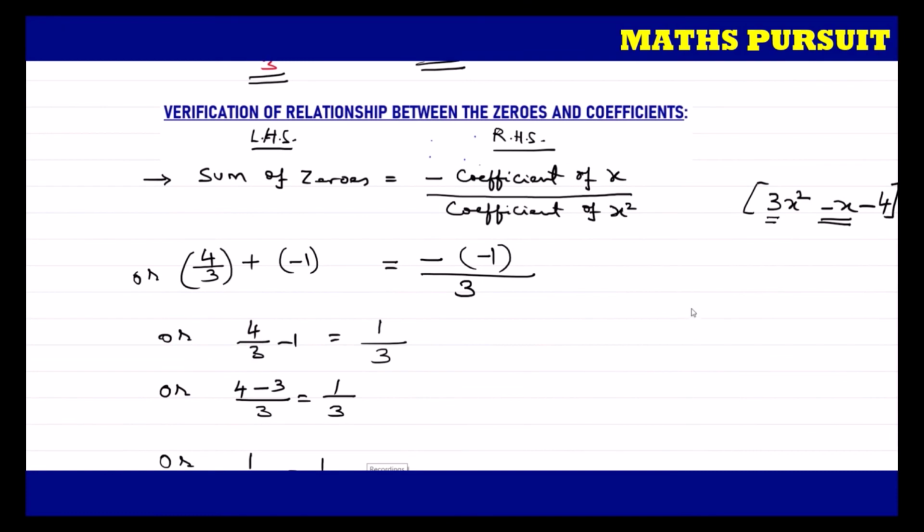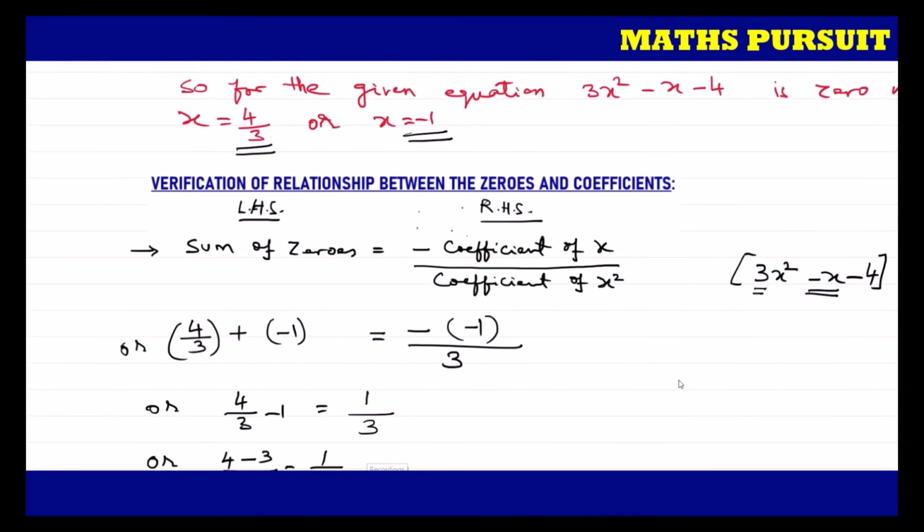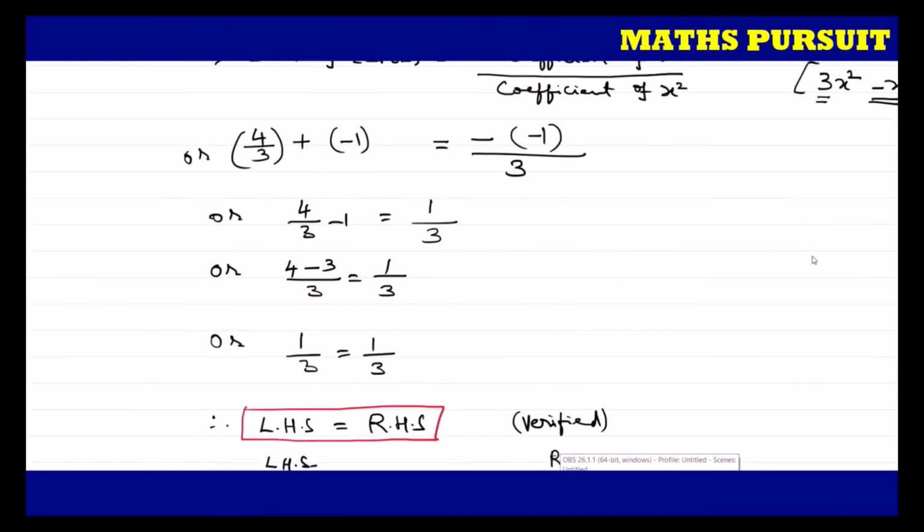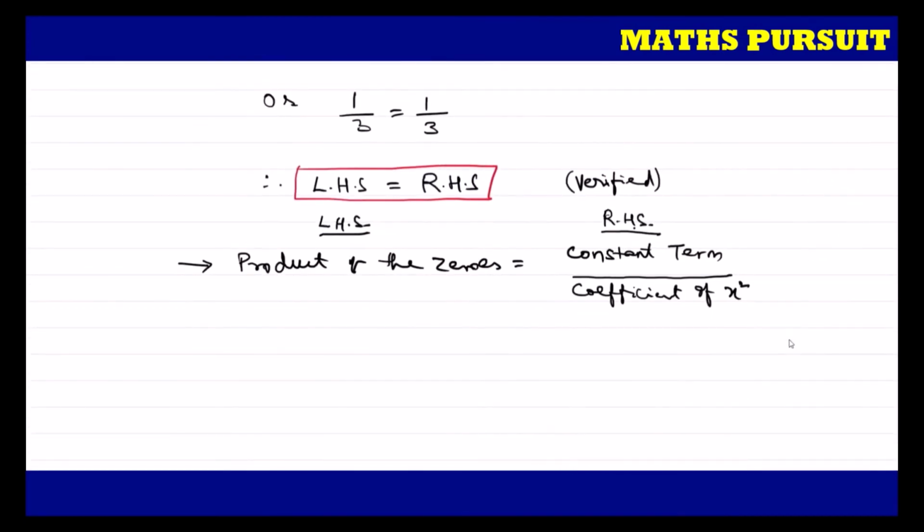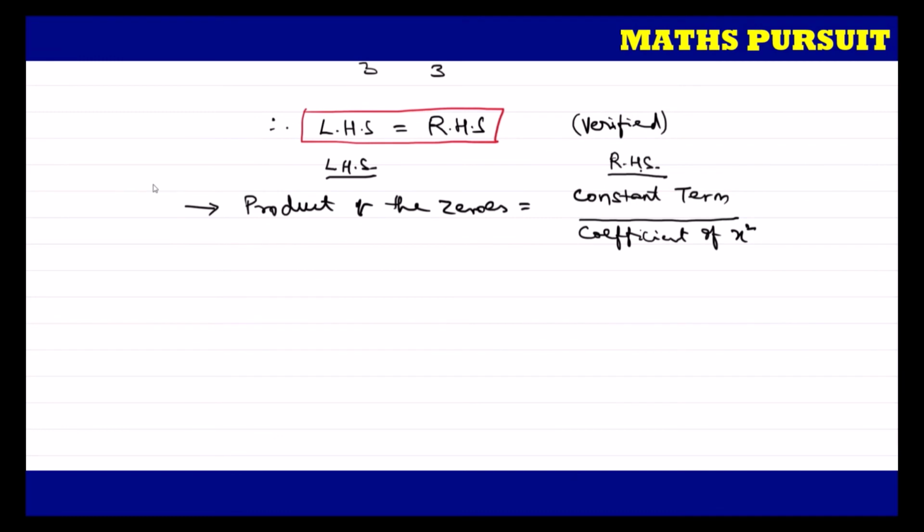So for the product of these zeros, if you look at the above, we got the two values of x: one is 4 upon 3 and the other is -1. So we are going to take the product of the zeros. The two values of the zeros are 4 upon 3 and -1. I can write 4 upon 3 into -1, that is the product of the zeros, is equal to the constant term.